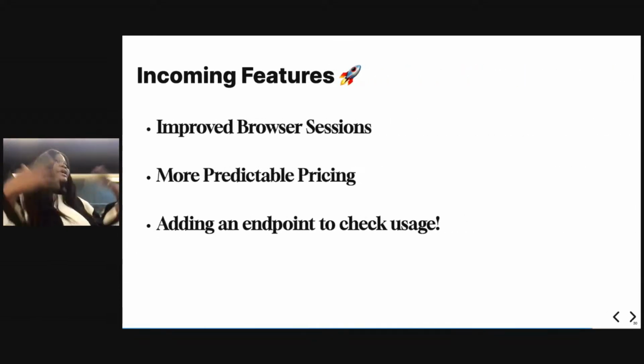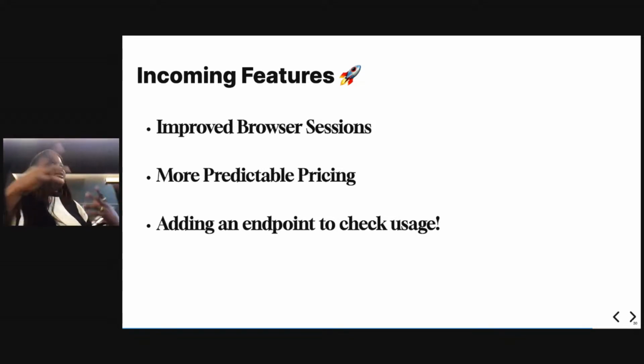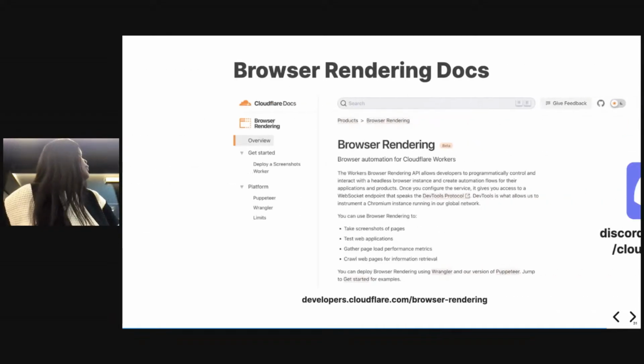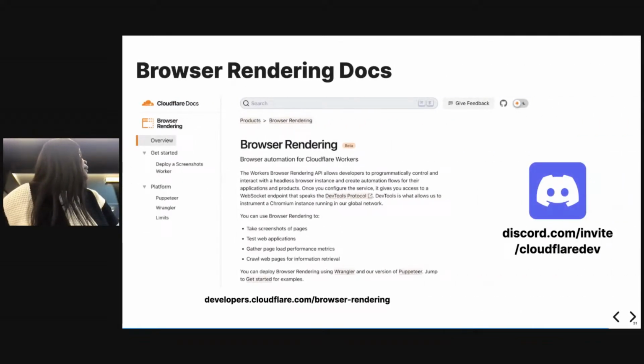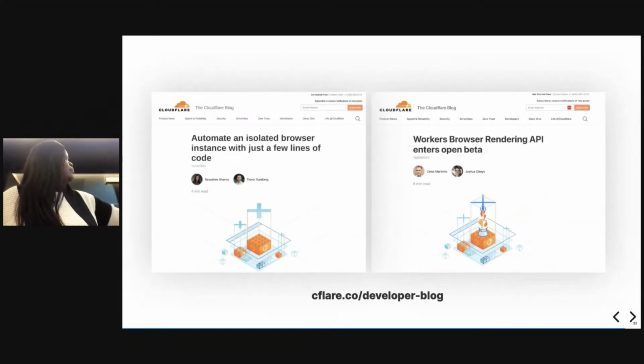Like I mentioned, we keep improving things. So one of the things we're working to improve is the limits, so that you can have multiple browser sessions running within your code, and you don't have to do the durable object bypass that I showed you. We're going to be adding an endpoint to check usage so you can actually know what you're using and how much that's costing you. We have the docs as well, and I would also refer you to them if you want to learn more about the browser rendering API, and a few blog posts that we've written covering this topic.